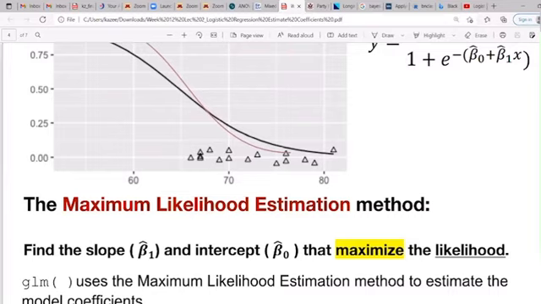Okay, so like I said, we don't use the least squares estimation method. We use the method of maximum likelihood estimation to estimate the parameters of the logistic regression model.